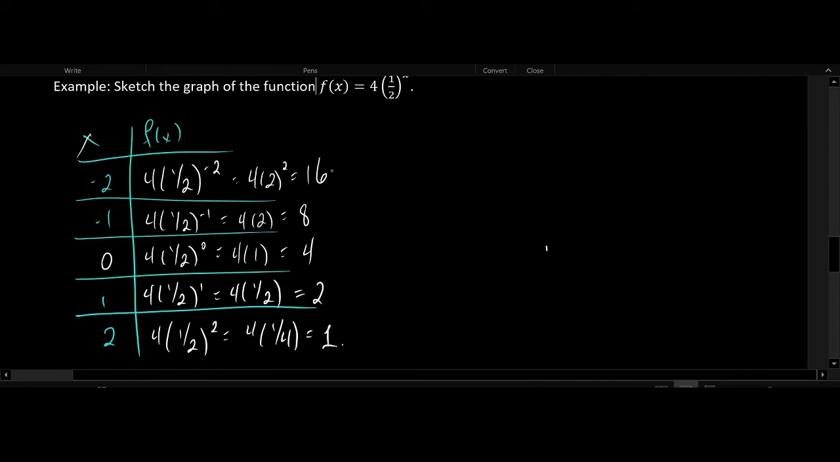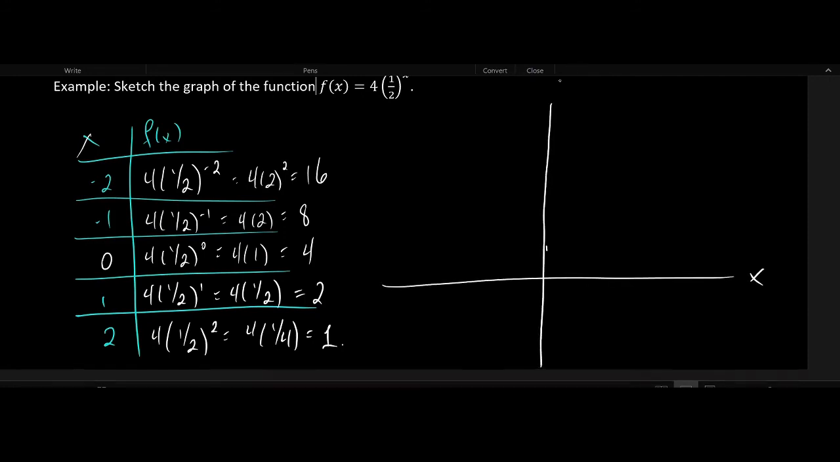And you can always go back and make sure that the general pattern that we expect to see checks out here. Every time our x increases, our y values are multiplied by 1/2, moving from 16 to 8, half from 8 to 4, half from 4 to 2, half from 2 to 1. All right, so let's use this information to put a graph together.